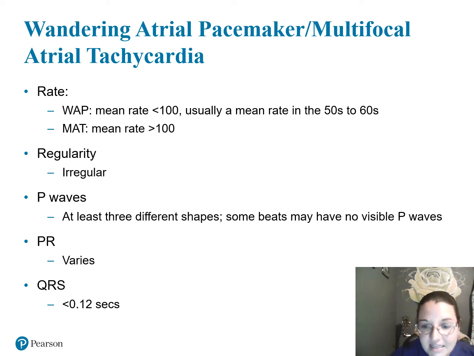Notice, what is our regularity on the WAP and the MAT? They are irregular rhythms. Your first sign should be that P wave not matching, right? P waves are going to have 3 different shapes because they're coming from 3 different foci. Some beats, you may not even be able to see the P wave at all. Your PR interval is going to vary. So remember, in our normal sinus rhythm, our PR interval needs to be between 0.12 seconds and 0.20 seconds. But if I am a WAP or a MAT, I am coming from the atria, and my PR interval is going to vary. My QRS will remain less than 0.12 seconds.